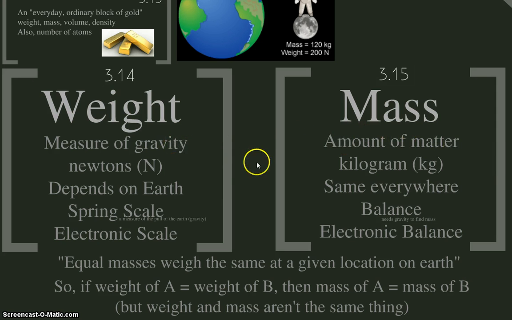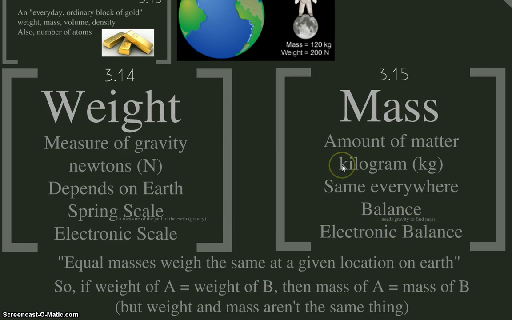Mass is amount of matter. Weight is measured in newtons, while mass is measured in kilograms. Weight depends on where you are. Mass is the same everywhere. It doesn't depend on where you are. We use scales to measure weight and balances to measure mass.